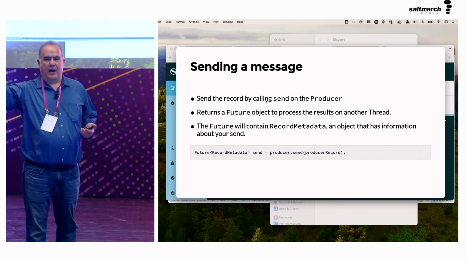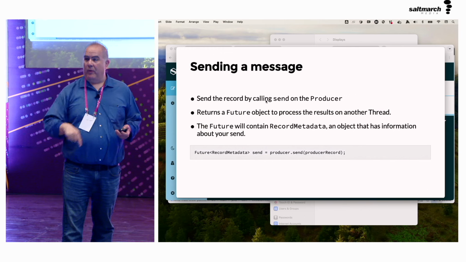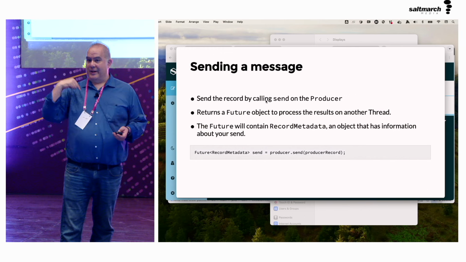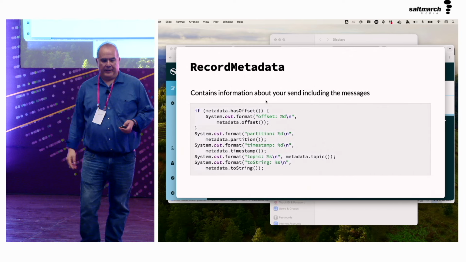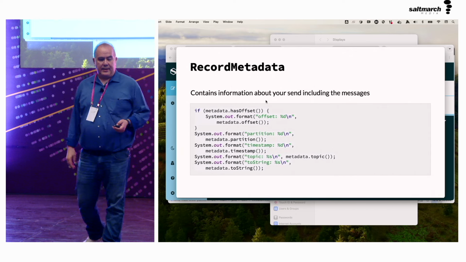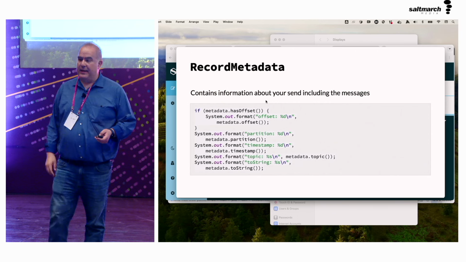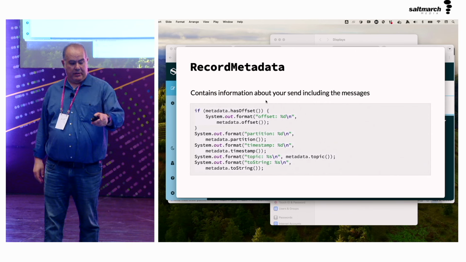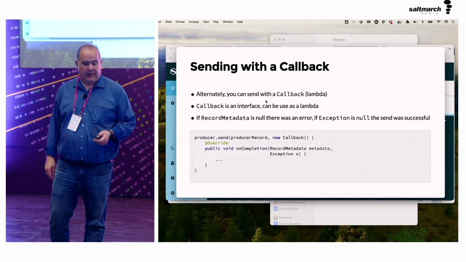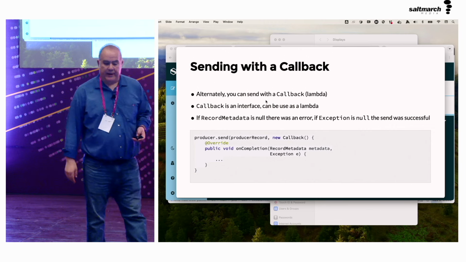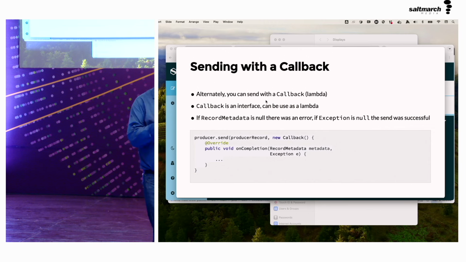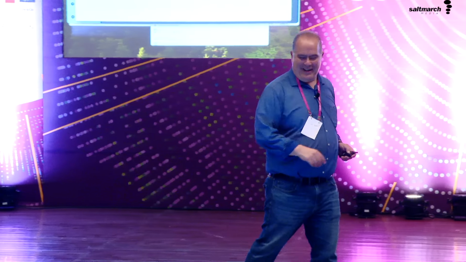If I send a message and I want an acknowledgment back, I'm going to hold that in the buffer pool until I get that acknowledgement, and then I can remove it from the buffer pool. And that's the way Kafka works internally. So when I send it, I will get back metadata, which shows the partition, the timestamp, and the topic that it went to, so I can get that information. I could also use a callback, and this will be an interface with one abstract method, which means it's a Lambda. So that's the idea there, okay?